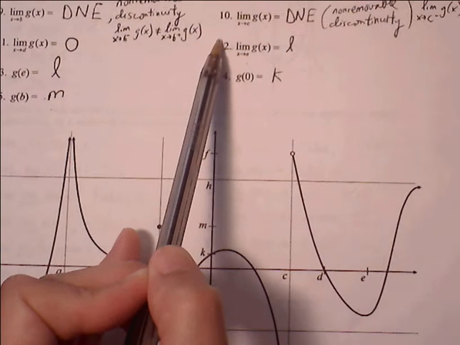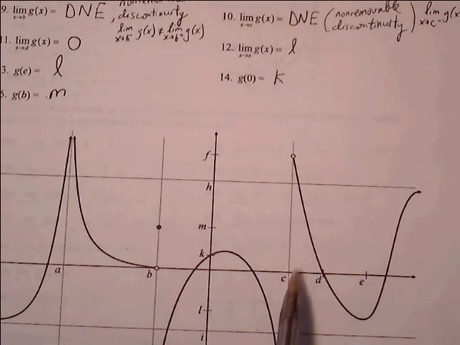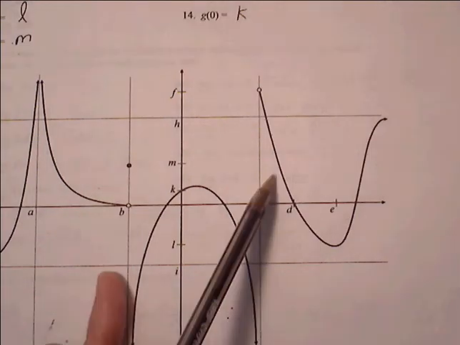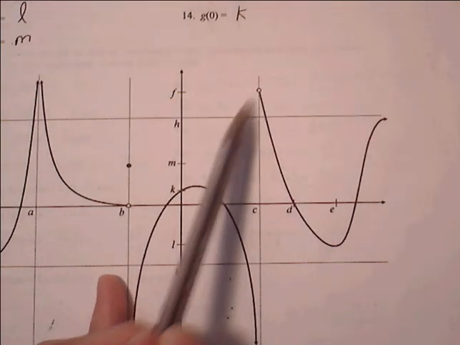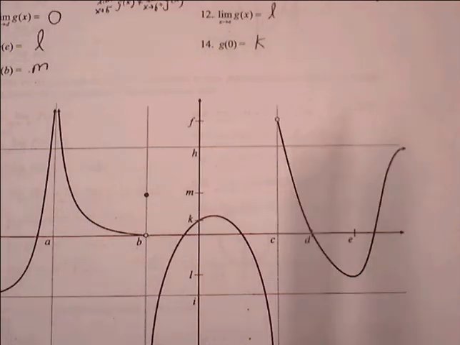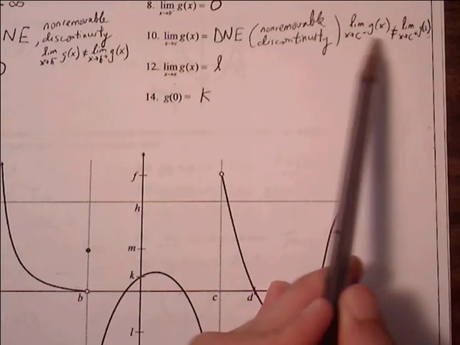Number 10, limit as x approaches C. As we approach C, we see from the left side it's approaching negative infinity, from the right side it's approaching a different y value, f. So therefore, again, another non-removable discontinuity. The one-sided limits do not agree.